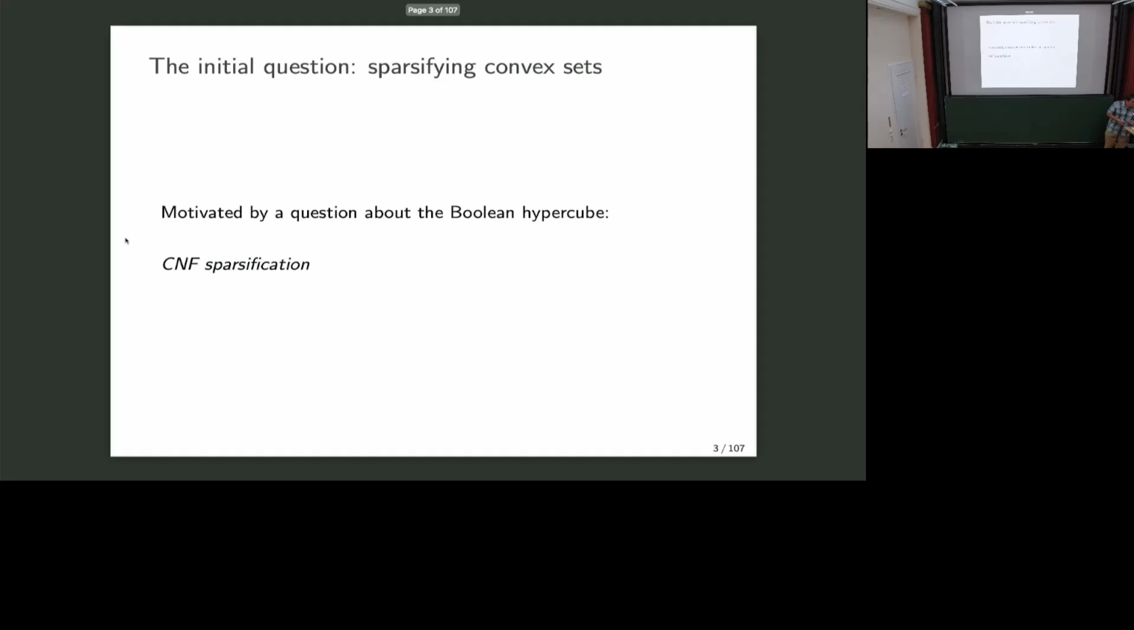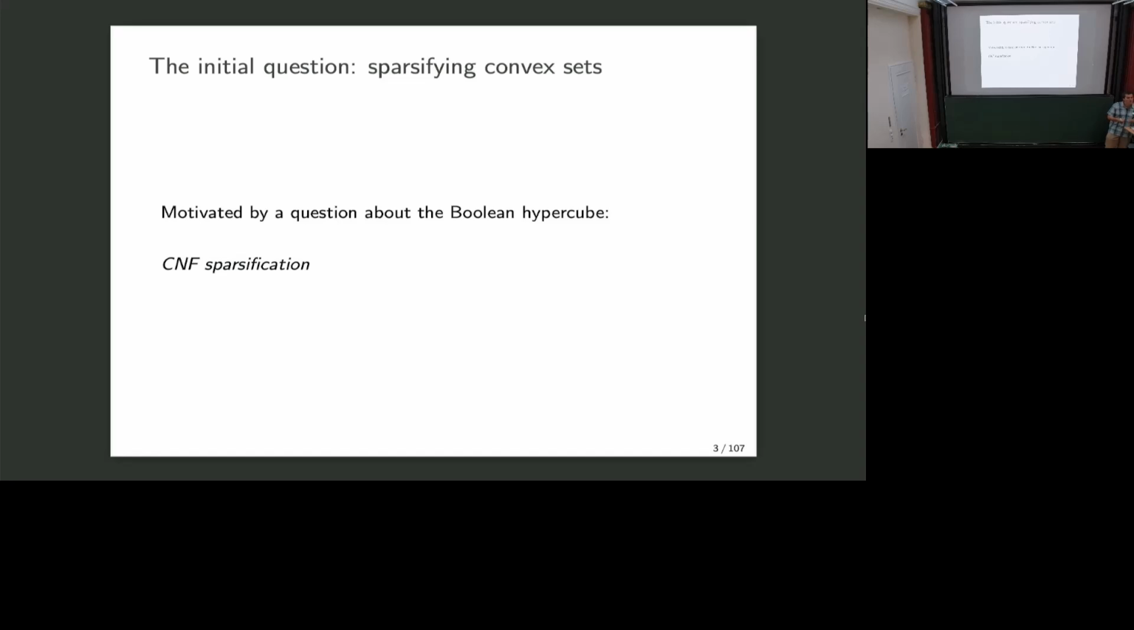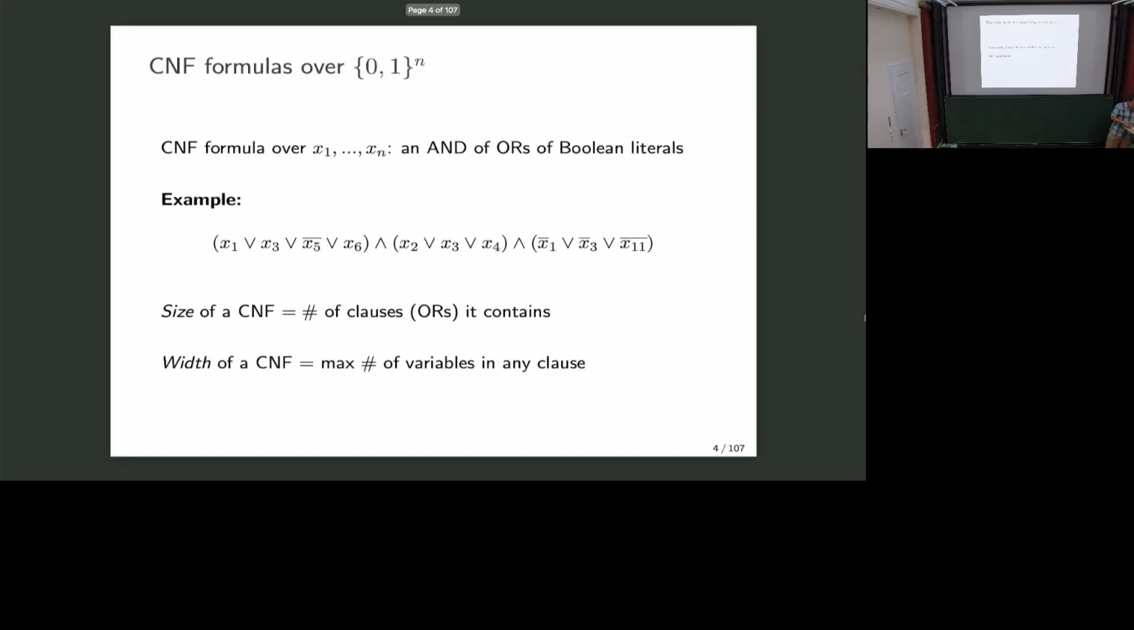Okay, so I'm going to start off by telling you about this question about sparsifying convex sets, which was our initial motivation. In turn, to arrive at that question about sparsifying convex sets, we were motivated by a question about discrete space, the Boolean hypercube. This is a well-studied problem known as CNF sparsification. So I'll start 2 steps before the beginning and tell you about that.